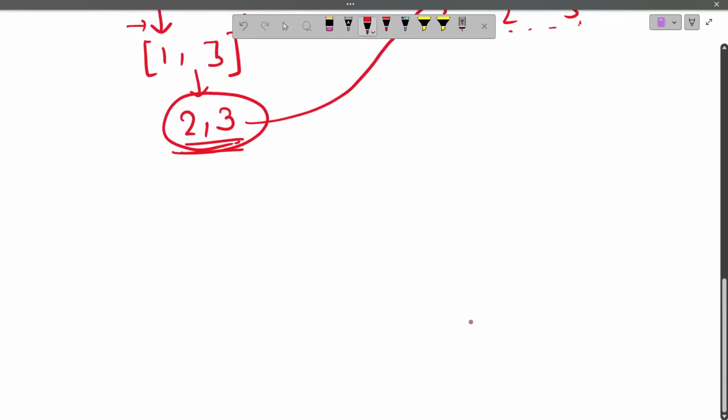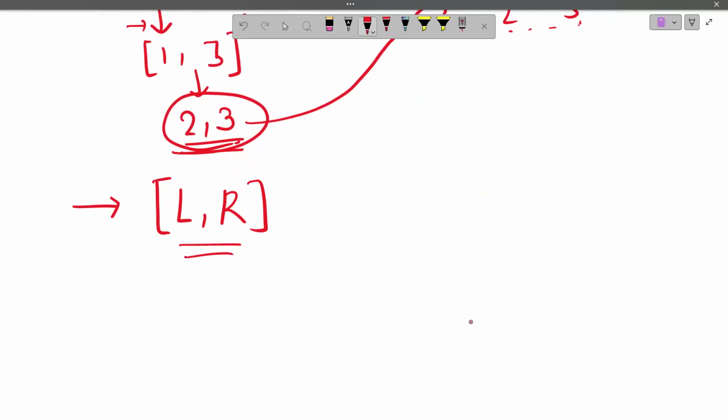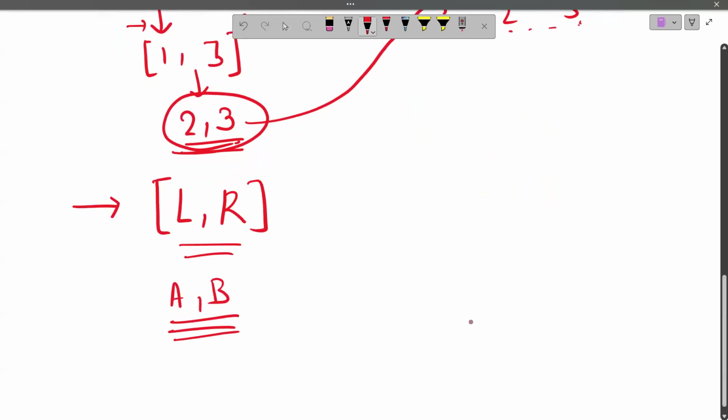So now the equivalent problem is that I have a range L to R, and I have to find two integers A and B in this range such that A and B are coprime. So that was my idea.